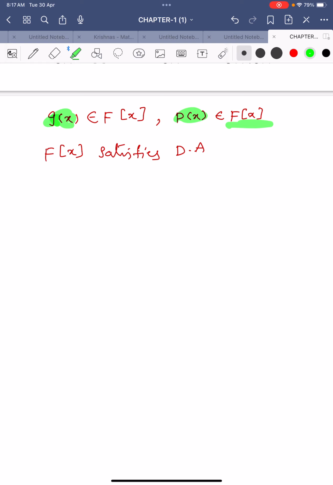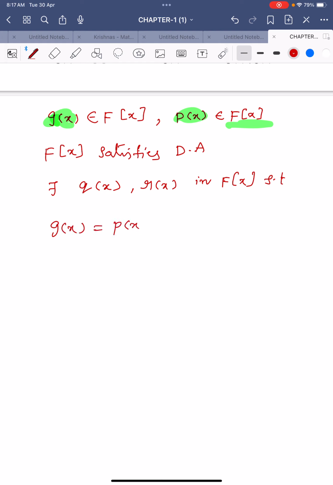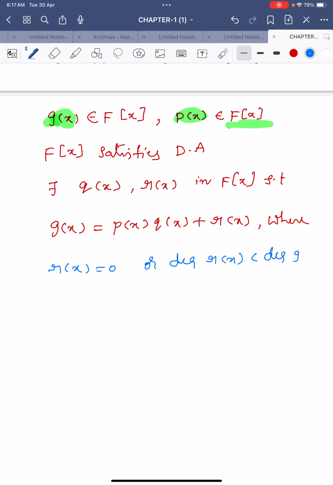And every polynomial ring satisfies the division algorithm. By applying the division algorithm here, there exist two other polynomials q of x and r of x in the same polynomial ring capital F of x, such that g of x is equal to p of x into q of x plus r of x, where either r of x is equal to 0 or degree of r of x is less than degree of p of x.